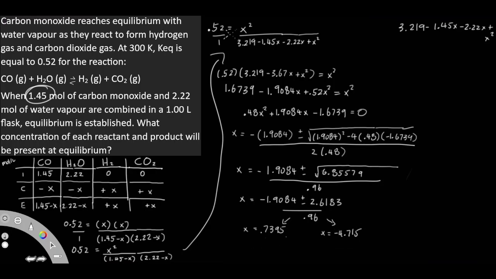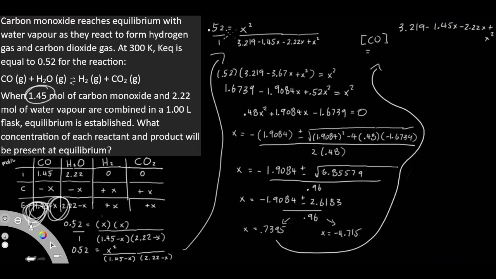So let's use this one over here. Let's bring this over. This is going to be our x value. We're going to be putting that into our equilibrium row over here. So we're first looking for the concentration of CO. For CO, it's going to be 1.45 minus our x value. What do you end up getting? You get 1.45 minus 0.7395. It is 0.711 moles per liter.